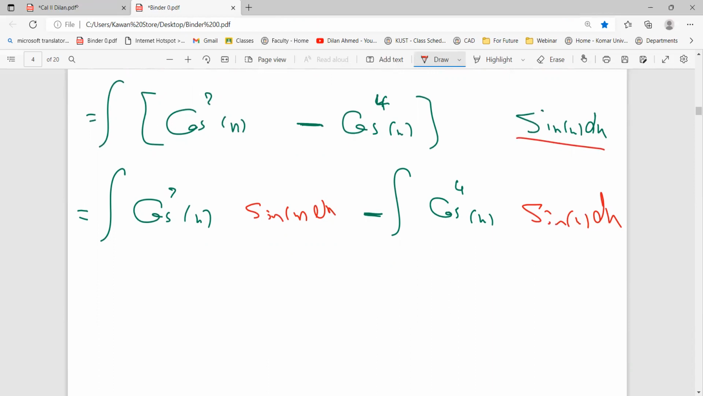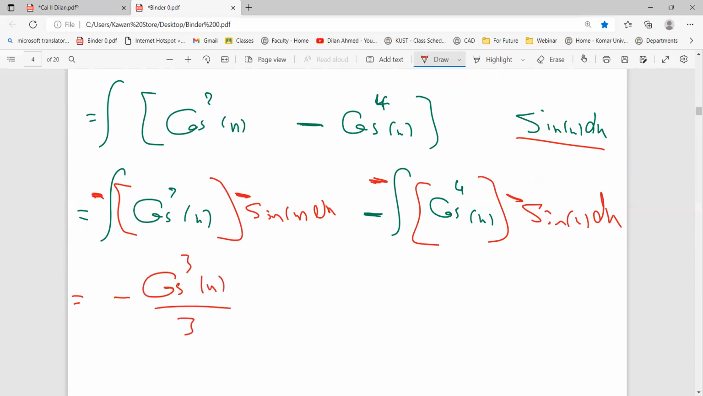Yes, and box, d box, thank you. Derivative of cosine. Derivative of cosine. So I will get minus cosine to power 3x over 3 plus cosine to power what? Over 5 plus. You got it?